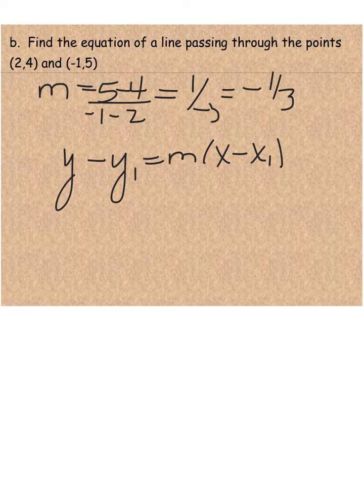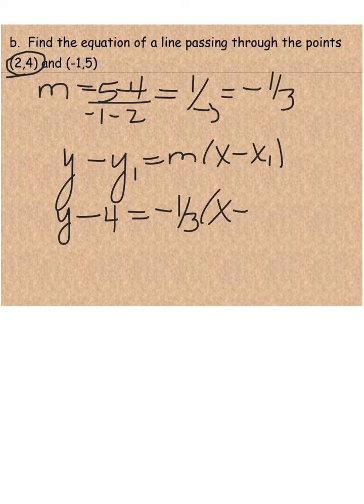Now we can substitute into the point-slope formula, just as we did in the last example. Here you can use either point as your x1 and your y1. So I'll choose to use the point (2, 4). You can use that point as well, or you can use (-1, 5). We'll get the same answer no matter which point we choose, as long as we do our math correctly.